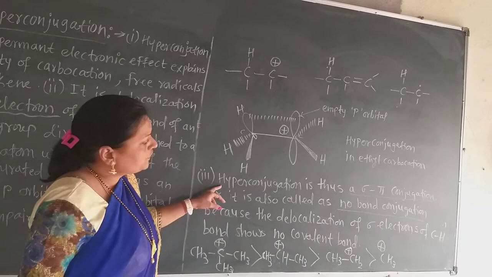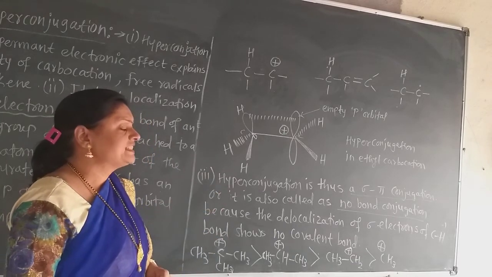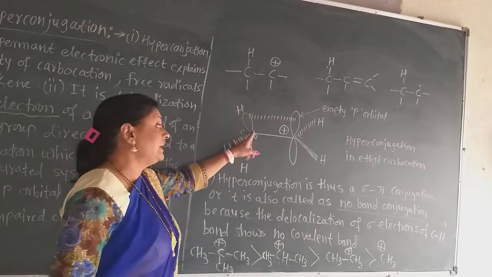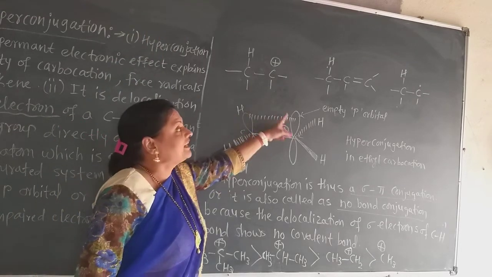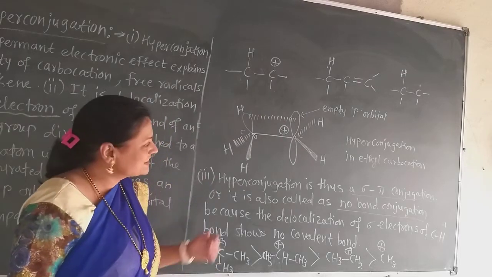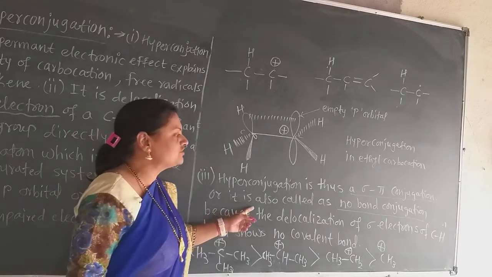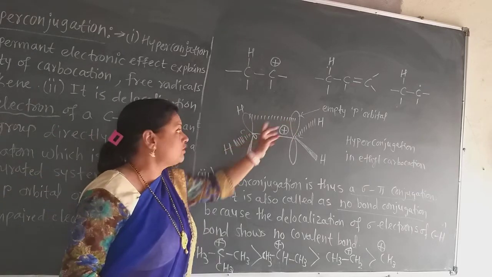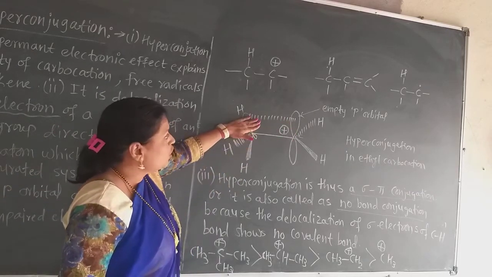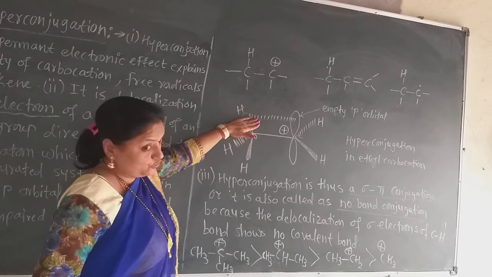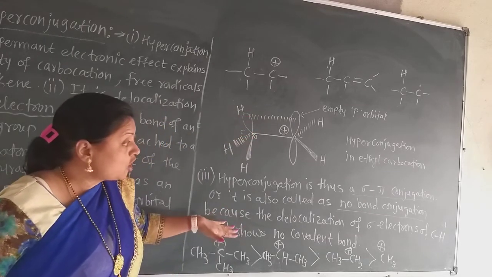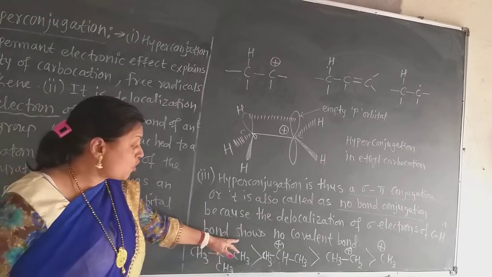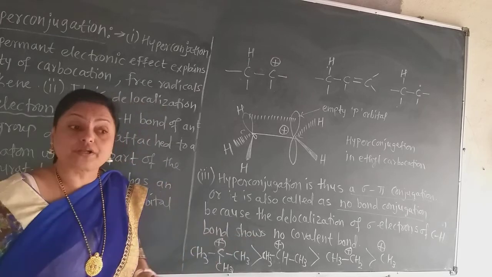So hyperconjugation is thus a sigma-pi conjugation. That means the electron of the CH bond may transfer here also. It is also called the no bond conjugation, because after shifting the electron of the CH bond, no bond is shown. That means it is the no bond conjugation, because the delocalization of the sigma electron of the CH bond shows no covalent bond.